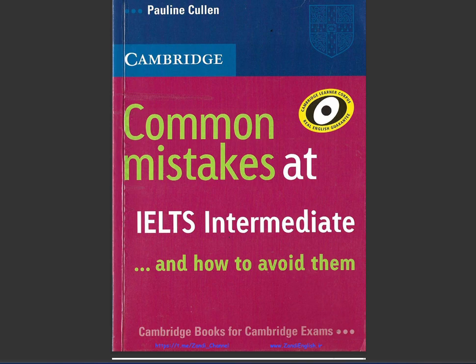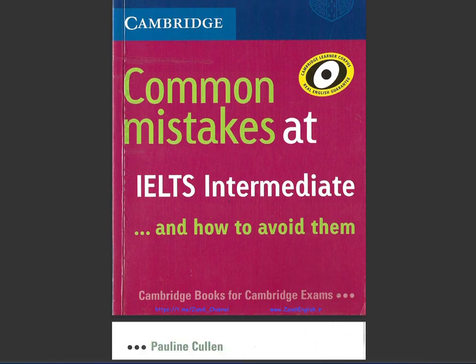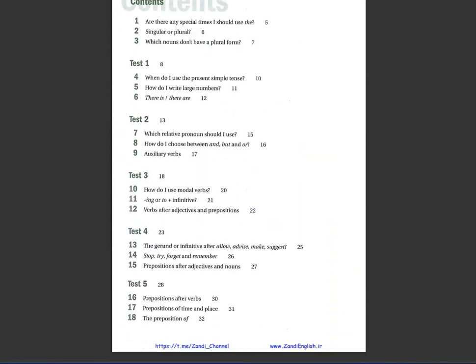Each unit consists of a grammar point or about classes, and they're gonna focus on the mistakes that the students made mostly when they take IELTS, and also how to avoid these kind of mistakes. So let us start together.